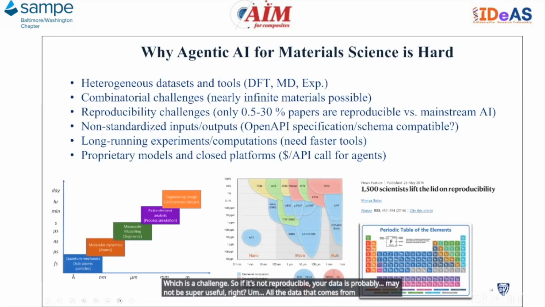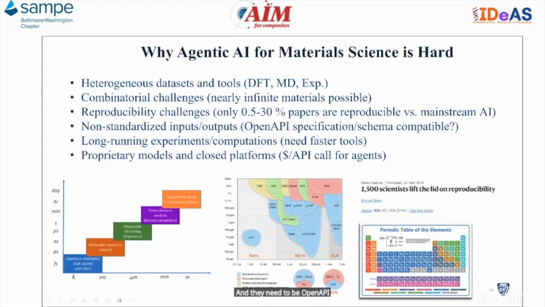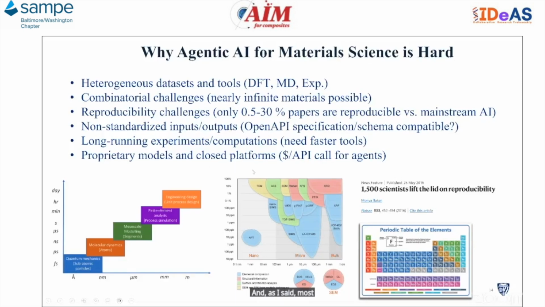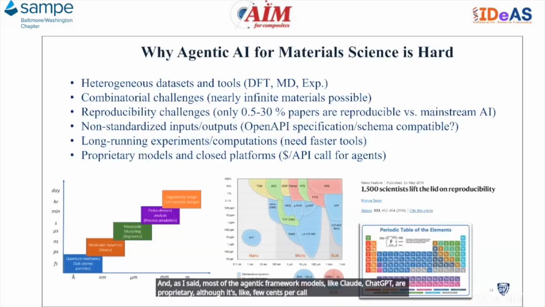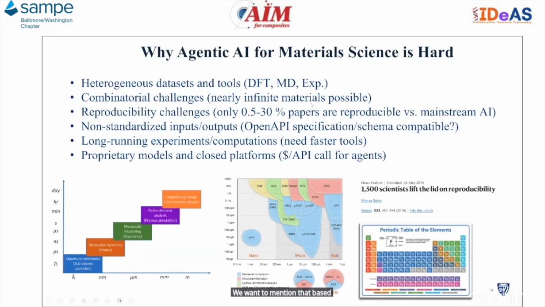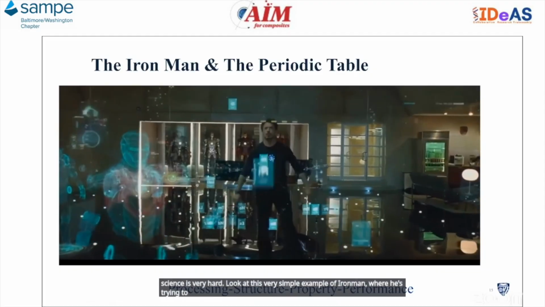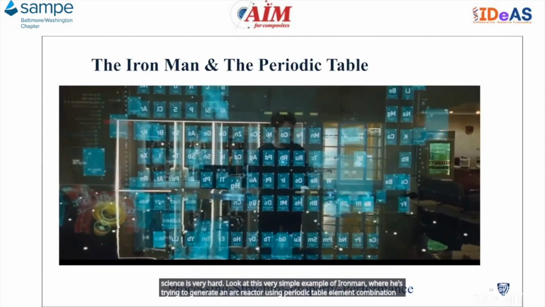All the data that comes from an instrument or from theory may not have a common schema or common format, and they need to be open API specification ready to make it an agentic framework. Some of the calculations are very slow, like DFT and MD, and for real-time question answering this may not be very viable, and also for experiments. And as I said, most of the agentic framework models like Claude and ChatGPT are proprietary. Although it's a few cents per call, it adds up and it's not really good for academic science. So we'll try to solve this problem. And based on these and many other features, material science is very hard. Look at this very simple example of Iron Man, where he's trying to generate an arc reactor using periodic table element combinations, right?